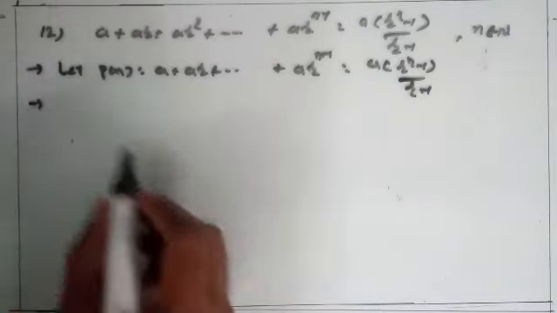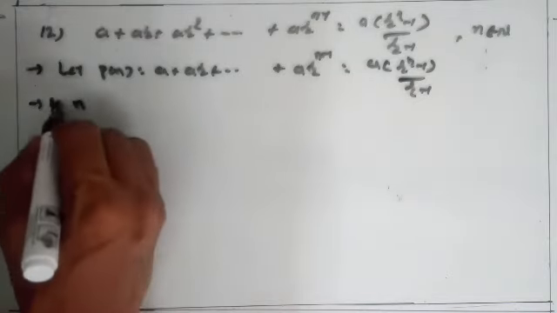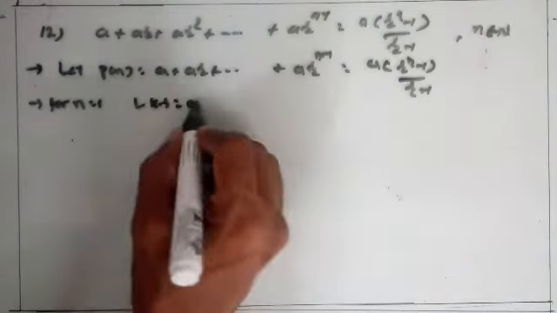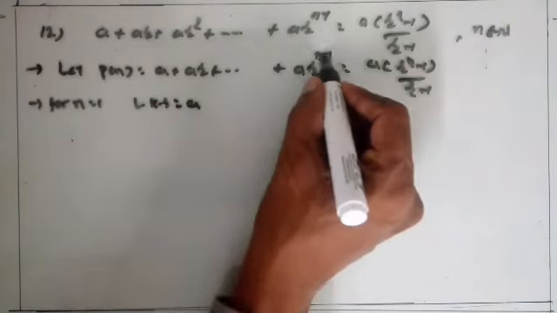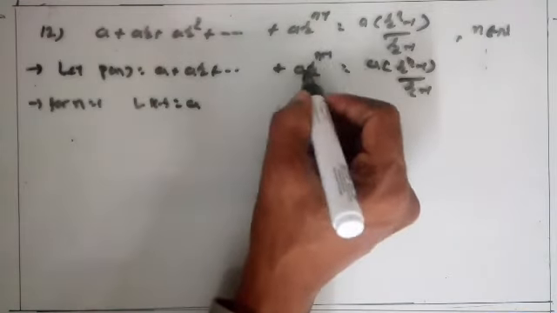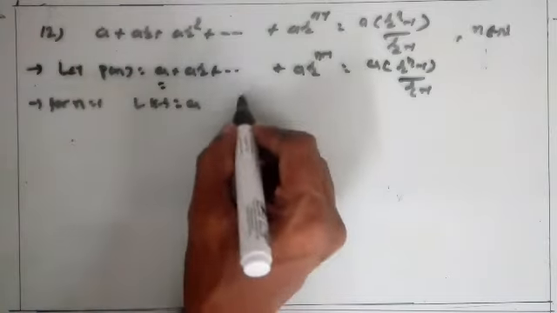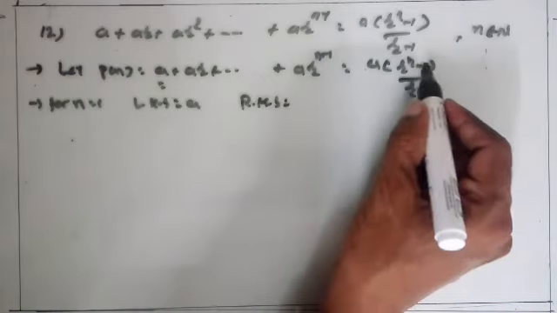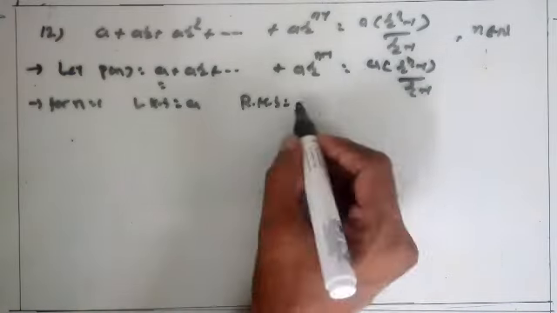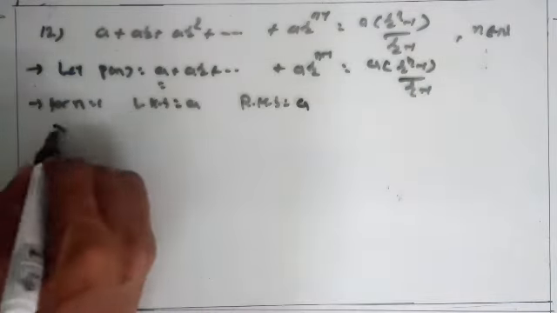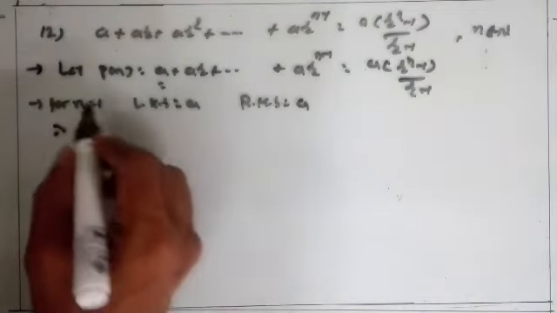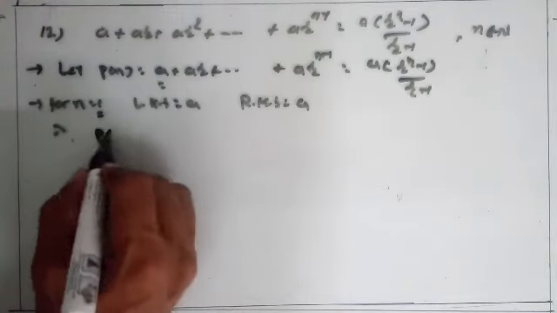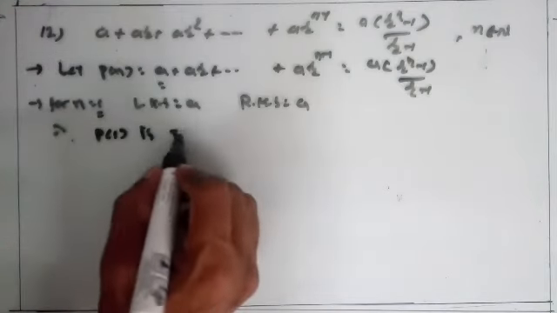Now we prove for n is equal to 1. For n is equal to 1, LHS is equal to a. Here r raised to 1 minus 1, that is r^0, that is 1, so the first term we get is a. And RHS is equal to a into (r^1 - 1) upon r - 1. The r - 1 from both cancel, we get a. Therefore, LHS is equal to RHS. That is, P1 is true. So, P1 is true. Clear?